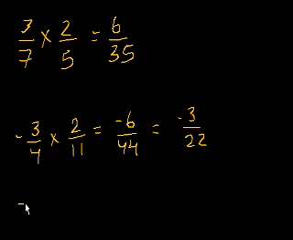Let's do it again with the cross-dividing trick, times 2/11. We say, oh, well, 2 and 4, they're both divisible by 2, so let's divide them both by 2.